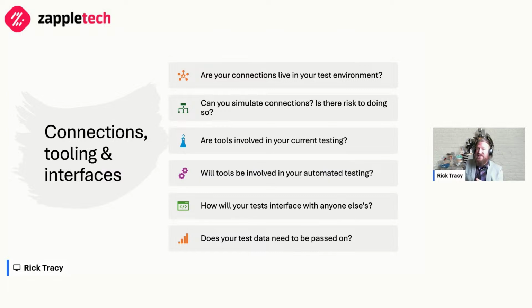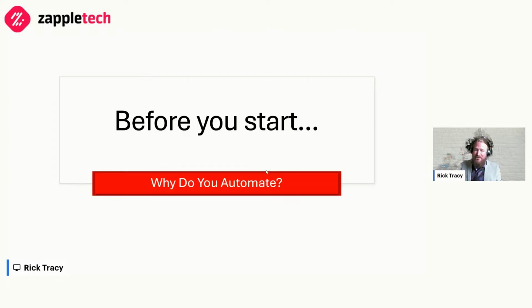And do you have your tests interface with anyone else's tests? Is it a series of chain tests? Or does any of your test data need to be passed on? What happens if you do an automated test where you mutate your test data? Does that affect somebody down the line? These are all things that you should think about as part of your design before you even get started building it. Because in essence, you could end up building, again, a really neat system, but that only works for you. And later, it'll get messy.